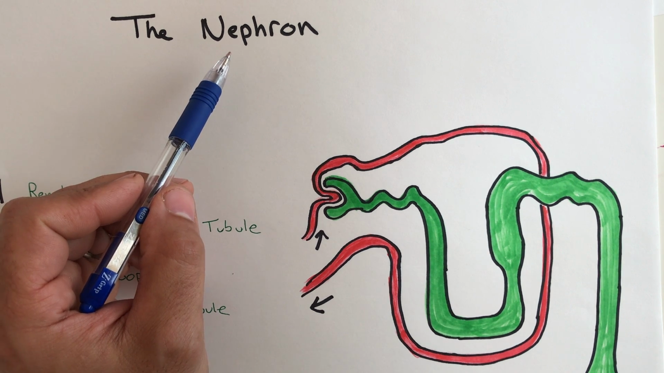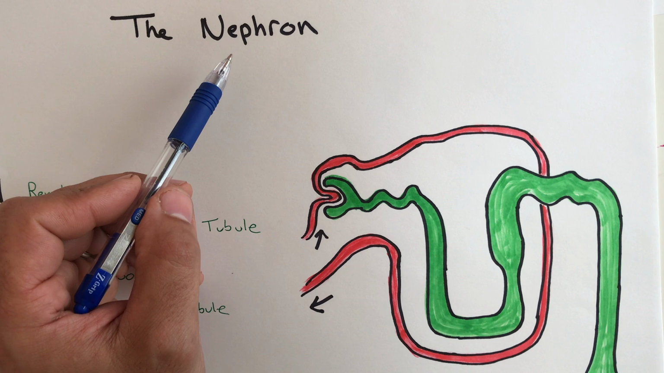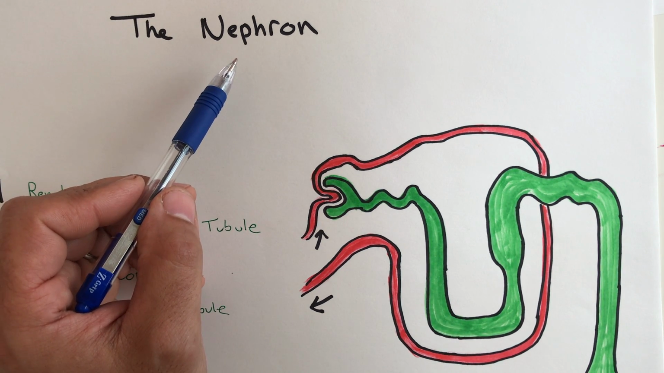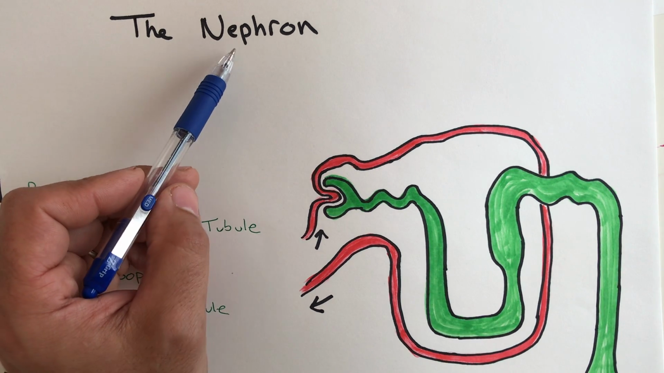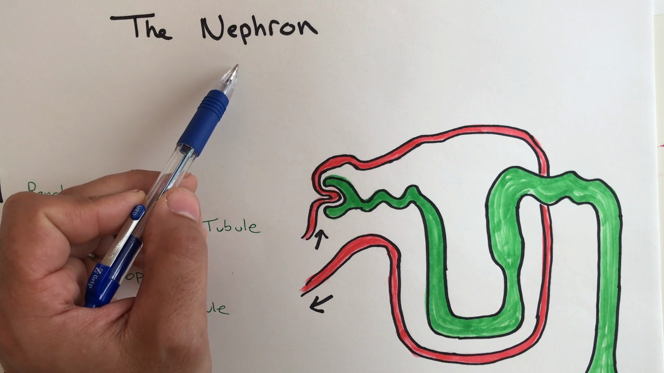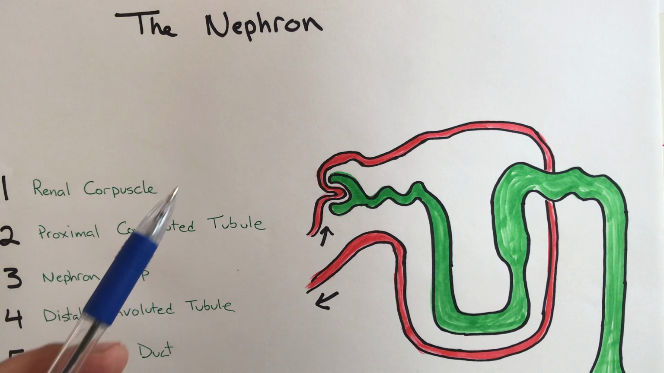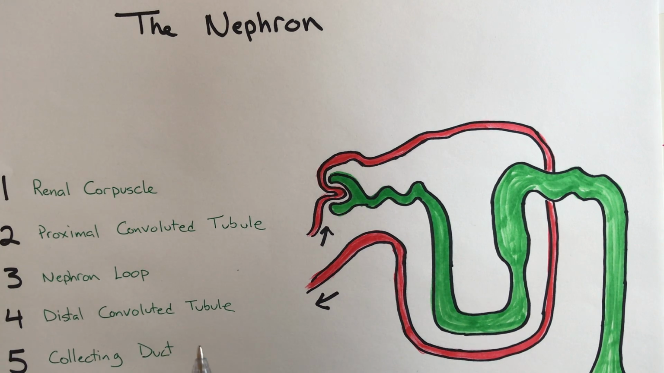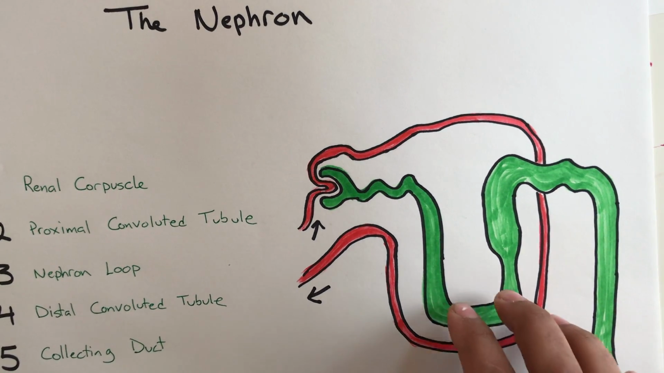A basic unit, a basic piece, just like a cell. A cell is the building block, the structural unit of the body. Everything that occurs in the body also occurs inside of the cell. The same thing for the kidneys. We have these structural and functional units called nephrons, and each of our kidneys contains over 1 million of these nephrons. This is where the urine is actually produced.